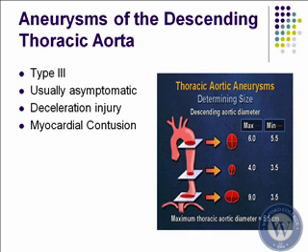Type 3 or descending thoracic aortic aneurysms, which eventually develop dissections, are usually asymptomatic if there are aneurysms, but if it's due to deceleration injuries, they become symptomatic very quickly because most people have severe back pain, hypotension, and if you check their pulses in comparison to the upper extremities, they're much lower in the lower extremities. Okay? They're associated a lot with myocardial contusion because of rapid deceleration as well.